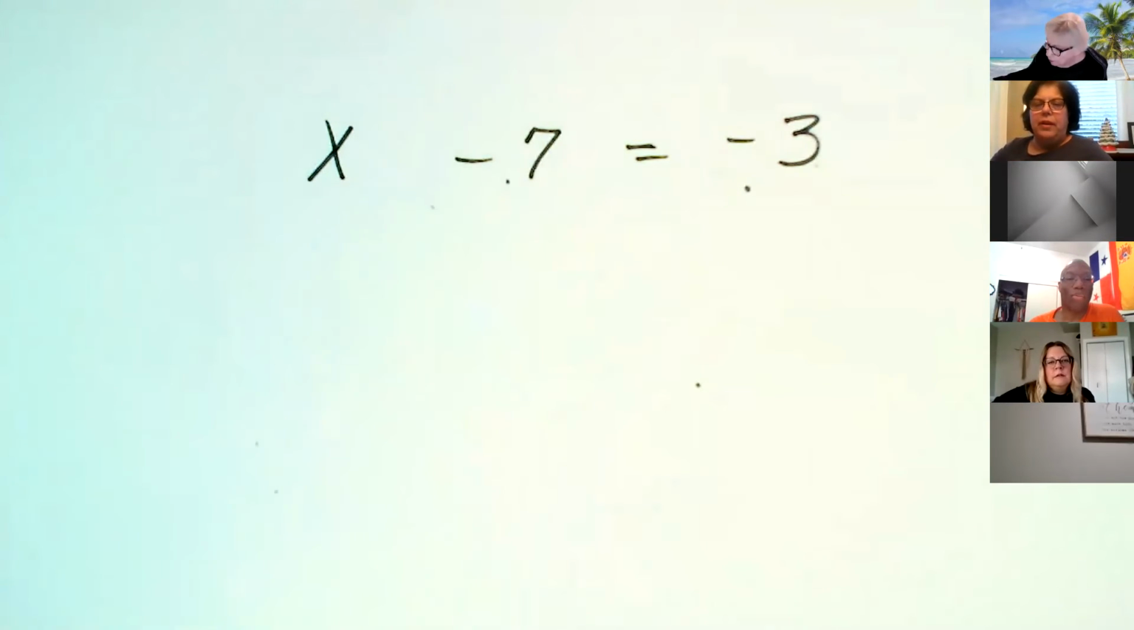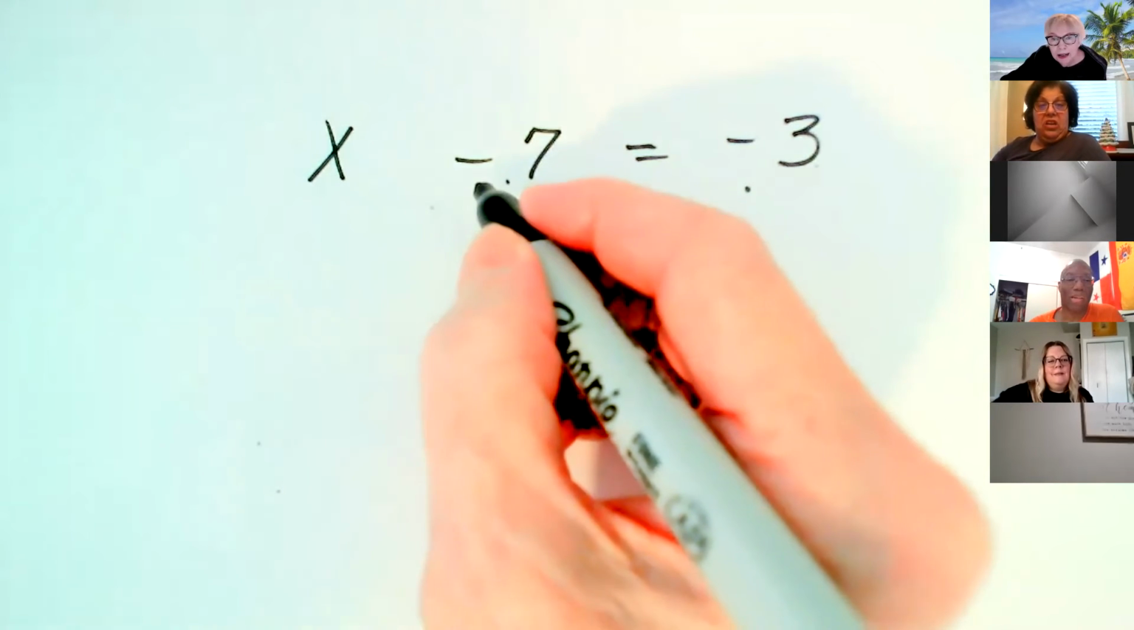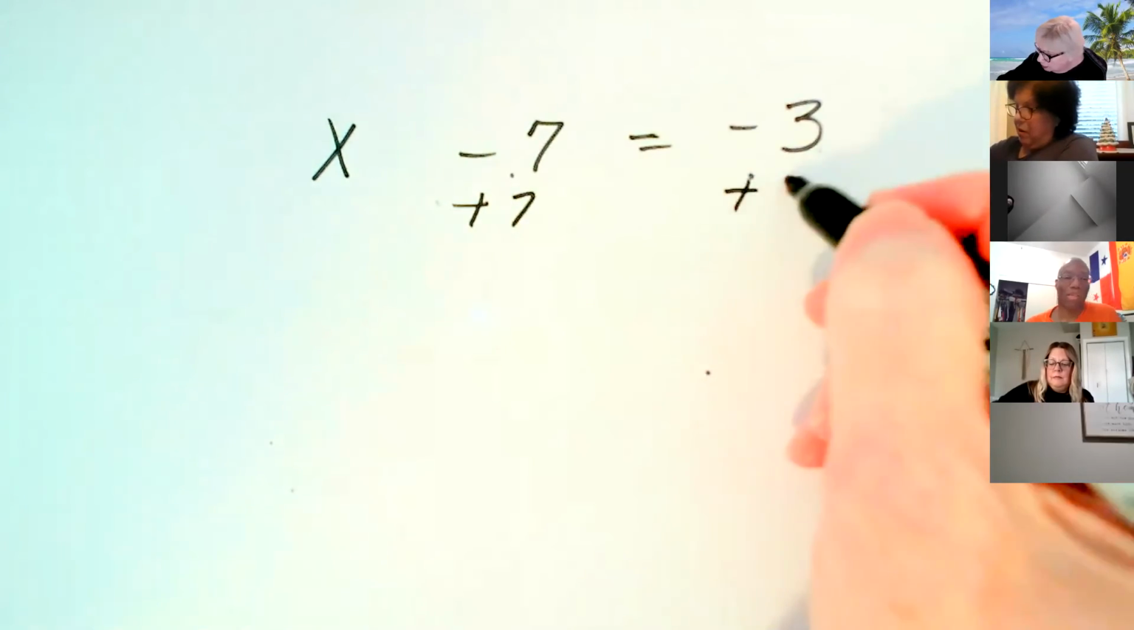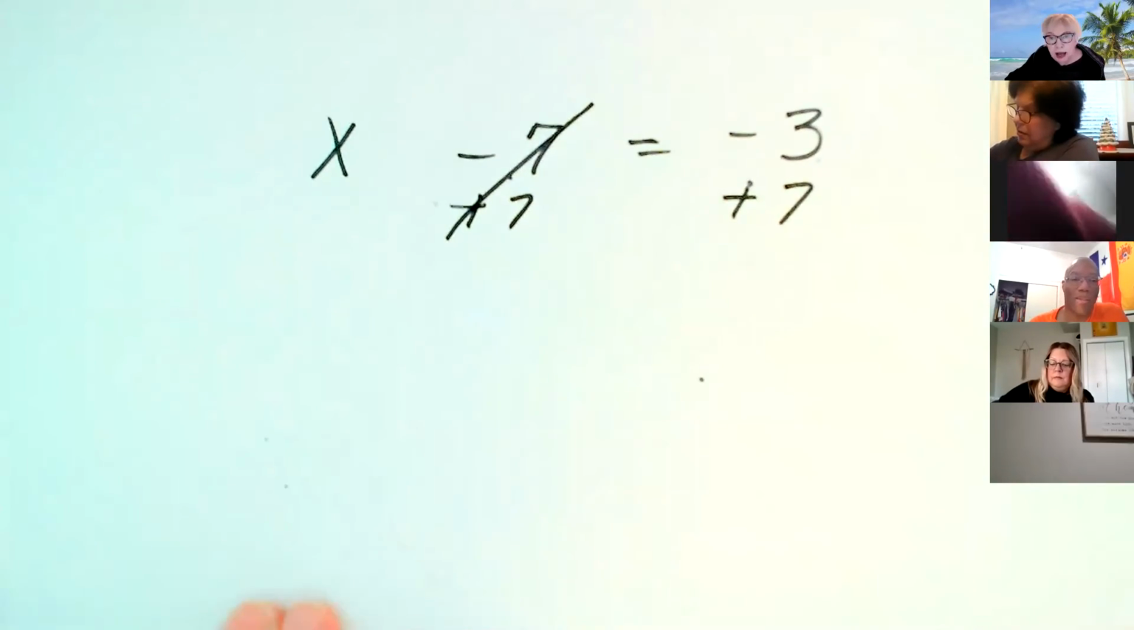Take away the 7. Okay, let's take it away. How do I do it? Add 7 to both sides. Add 7, add 7. That takes care of that.